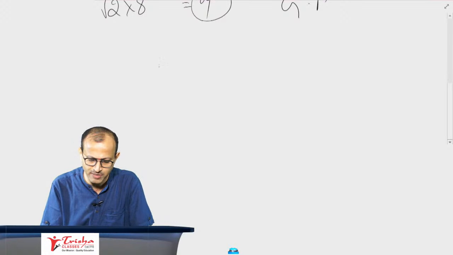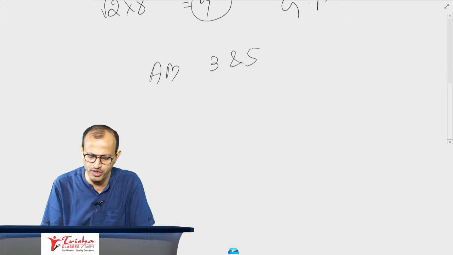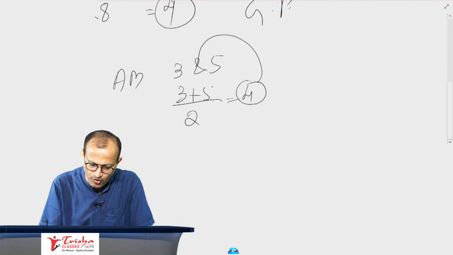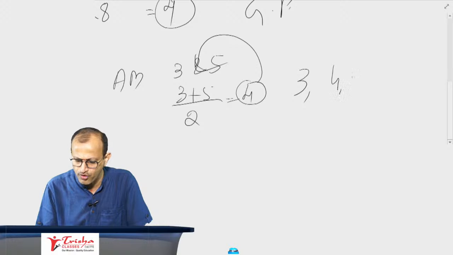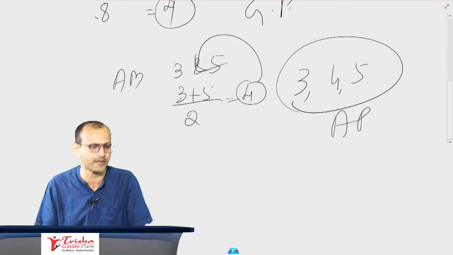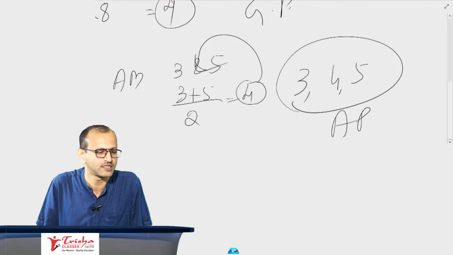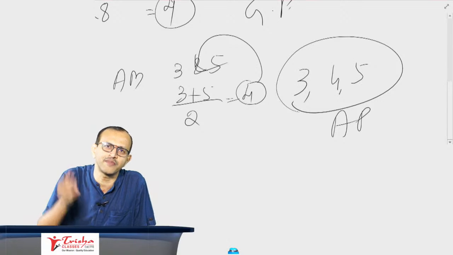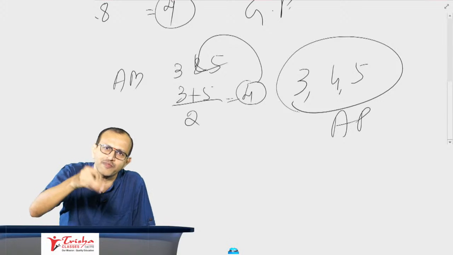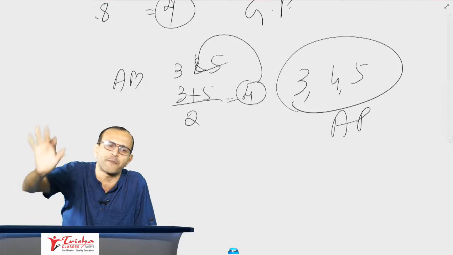Suppose arithmetic mean, listen here. Arithmetic mean of 3 and 5. Tell me how you do it? A plus B by 2. 3 plus 5 by 2 is equal to 4. What does it mean? By putting 4 here, 3, 4, 5 follows an AP. Arithmetic mean always means that by putting that number it follows an AP. Geometric mean means putting that number follows a GP. That's all.